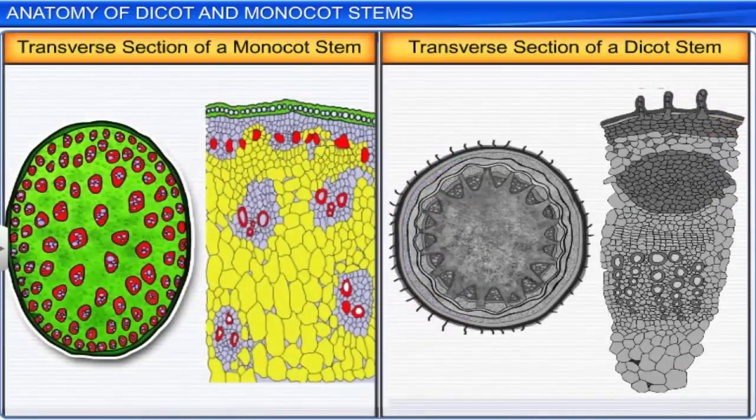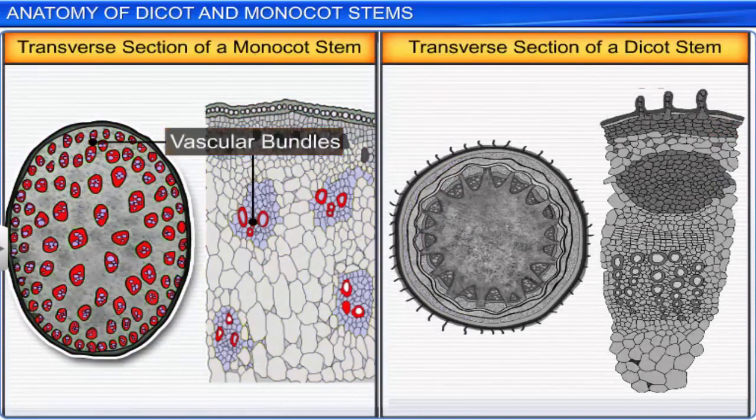The monocot stem has scattered vascular bundles and their arrangement is conjoint and closed. Moreover, water-containing cavities are present within the vascular bundles. On the other hand, in a dicot stem, the vascular bundles are arranged in a ring as conjoint and open.